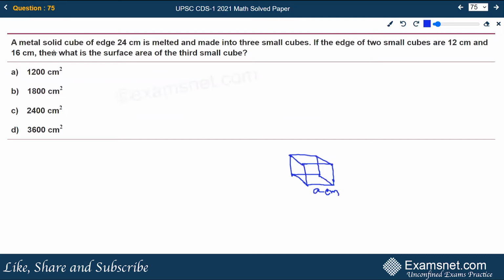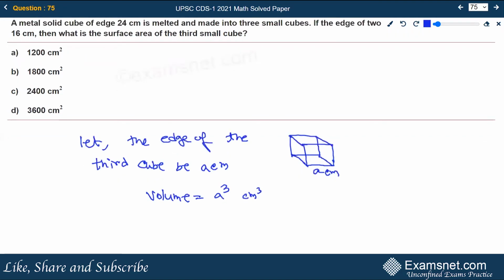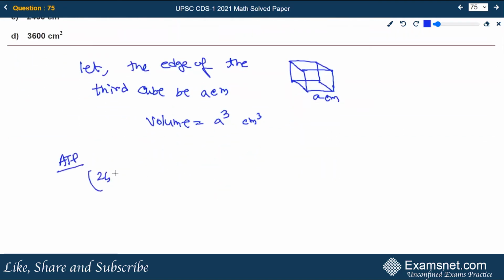When we melt the solid large cube, it will be recast into 3 small cubes, correct? So the volume of the solid large cube is equal to the sum of the volumes of these 3 small cubes. Let the edge of the third cube be a centimeter. What is the formula for finding volume? That is a cube centimeter cube. So according to the formula, I can write 24 whole cube, because that is the volume of the large cube, equal to the sum of all the volumes: 12 whole cube plus 16 whole cube plus a whole cube.